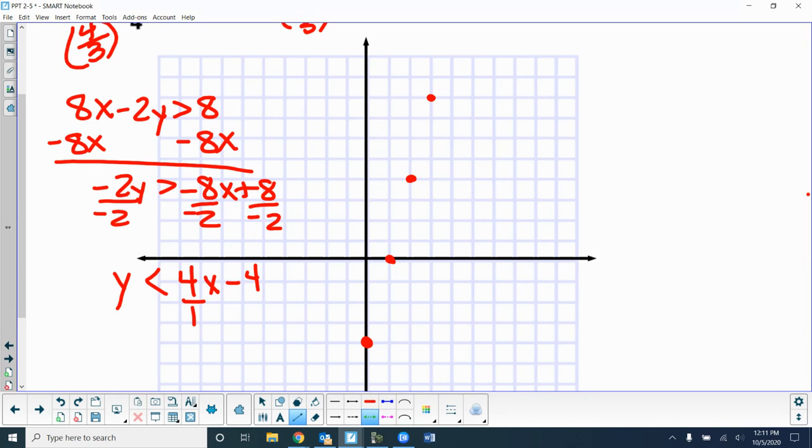Okay. And then on these, we have to shade. Okay? So normally when it's less than, which side would we shade if it's like that? Or what do we think when it's less than? Below, which would be down here, right? What do you do if you're not sure? Do a test point, right?